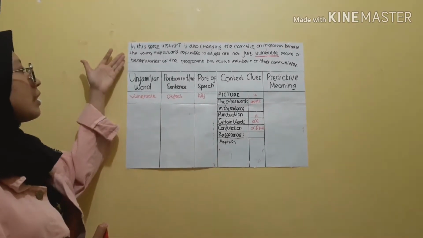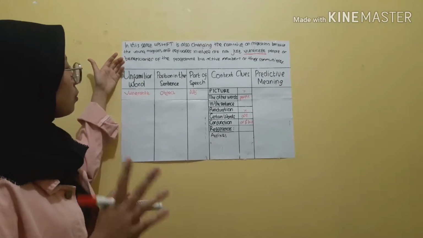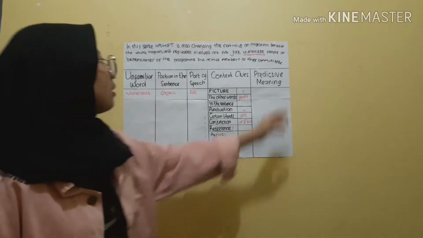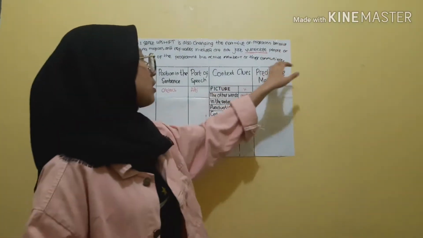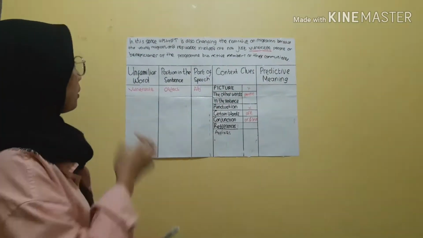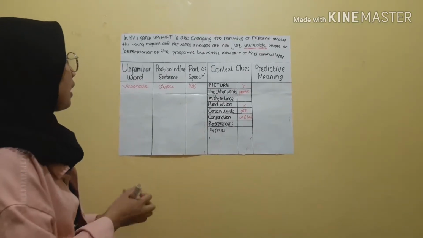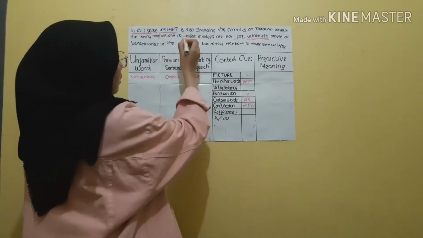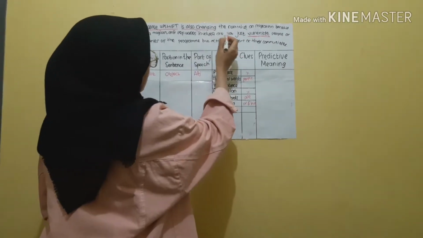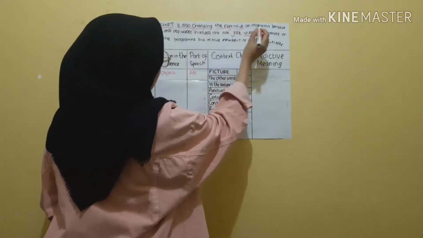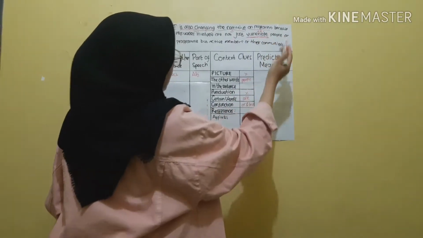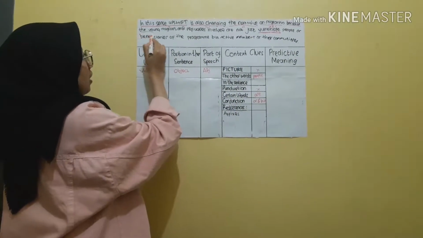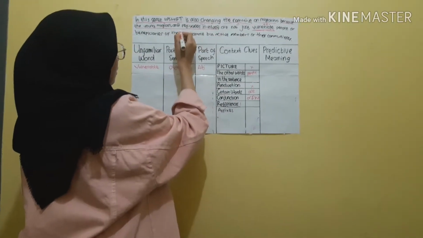This sentence contains two clauses, the main clause and the subclause. The main clause is from "in this sense" until "on migration", and the subclause is from "because" until "communities". Okay, now let's identify. In this sense, upshift is a subject. Also changing is a verb. The narrative is an object. On migration is an adverb. And then it is a subordinator.